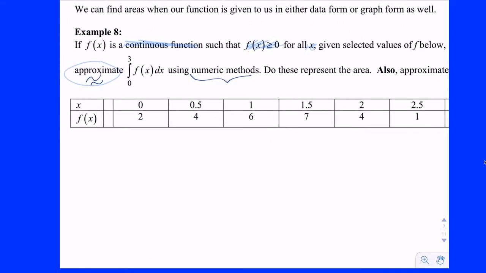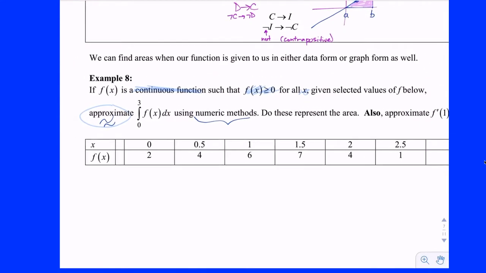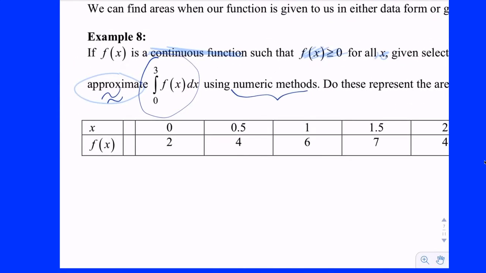We don't have the values in between 0 and a half and 1, but we do know that the function values that are not listed, we know that they're not negative. That's kind of important. The first thing you want to do is look at what the question is asking. We're trying to approximate the integral from 0 to 3.